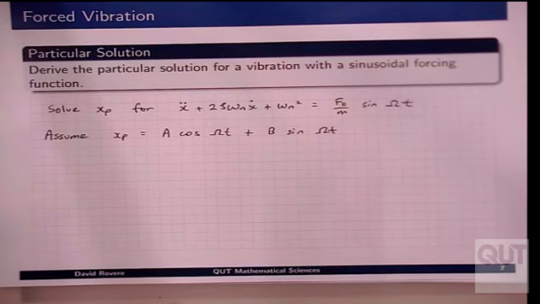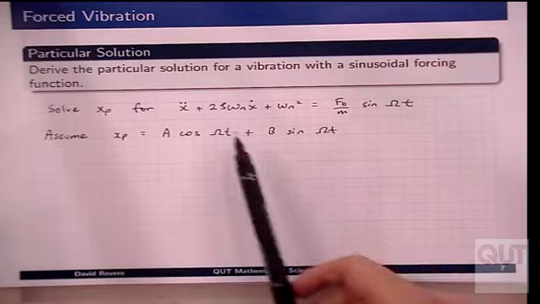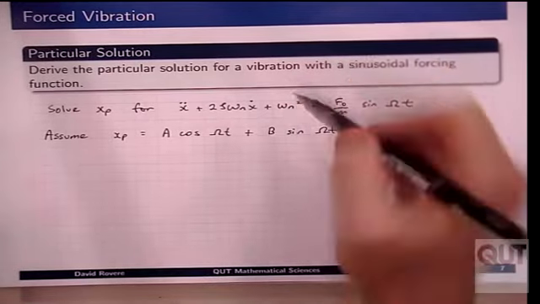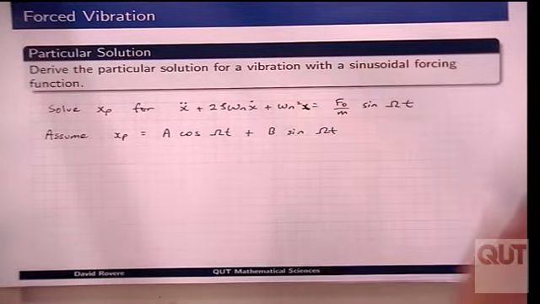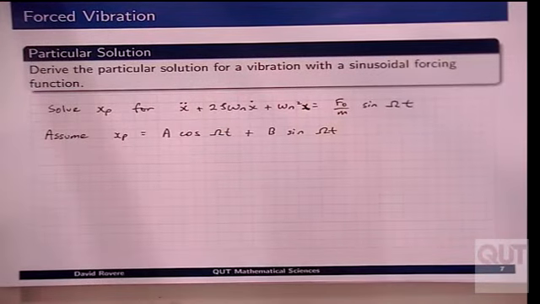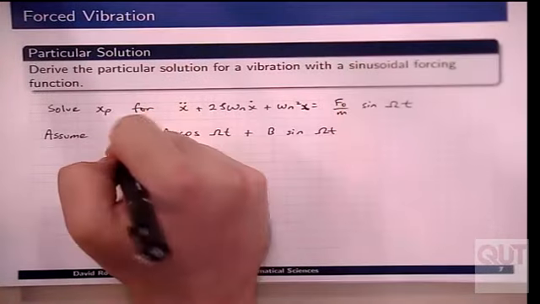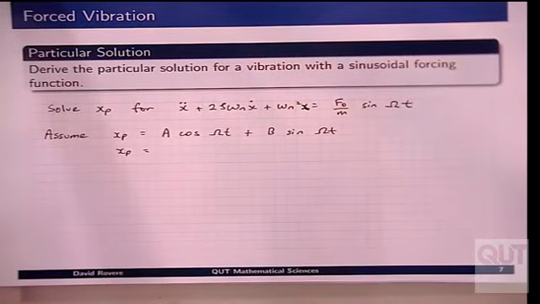Now I want to sub xp into my ODE everywhere I see an x. And I believe I'm missing an x right here. So where the x appears, I substitute xp. Where x dot appears, I want to replace that with xp dot. And where x double dot appears, I want to replace that with xp double dot. So I want to quickly evaluate what the first and second order time derivatives of xp look like.